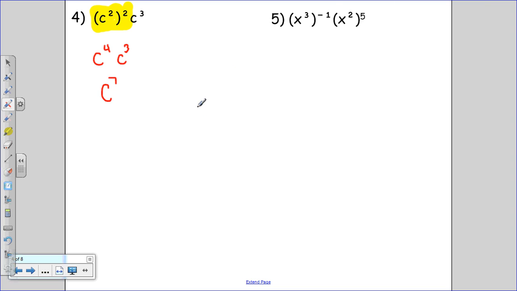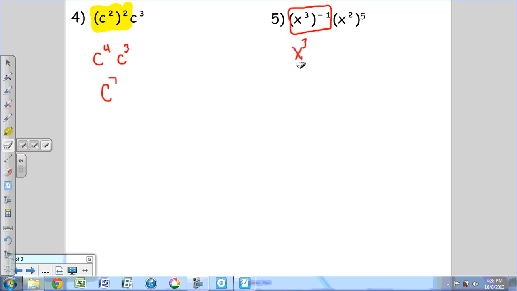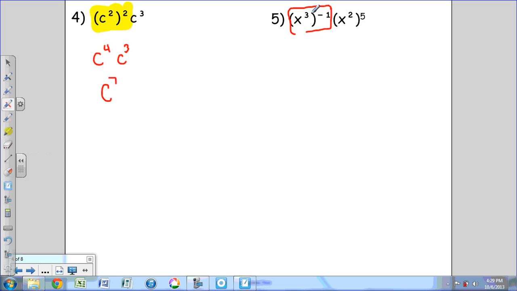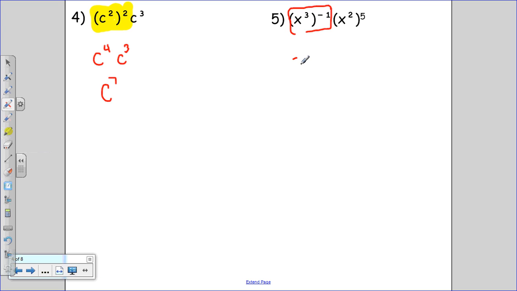Okay, this one over here, x cubed to the negative 1. We're going to look at that one first. Now this is going back to our negative exponent rule. But before I do that, I'm going to go ahead and do my multiplying. So 3 times negative 1 is negative 3. And I'm just going to let that sit for a minute because I always want to do the negative last.